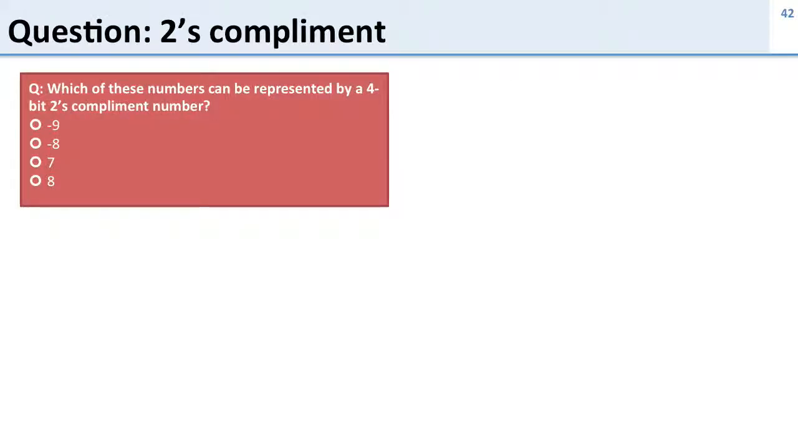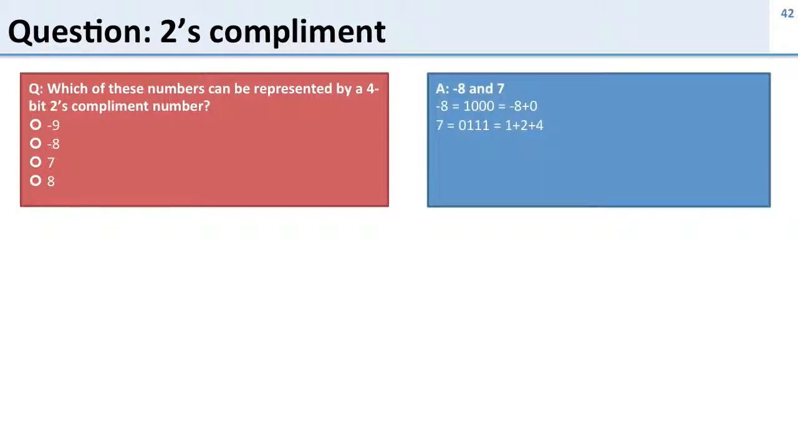Now here's a question. Which of these numbers can be represented by a 4-bit 2's complement number? Well, the answer is -8 and 7. So -8 is 1, 0, 0, 0. That's -8 plus 0. And 7 is 0, 1, 1, 1, which is 1 plus 2 plus 4.